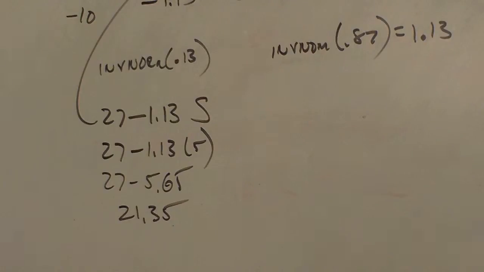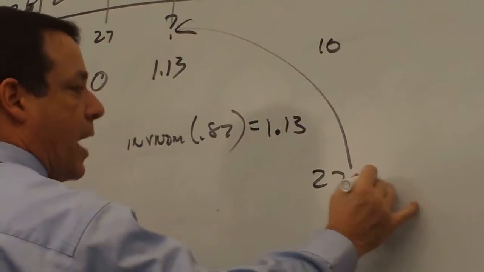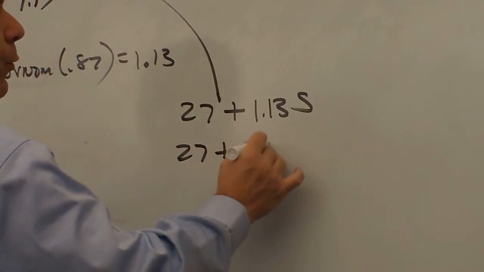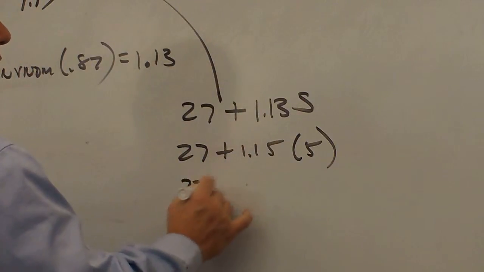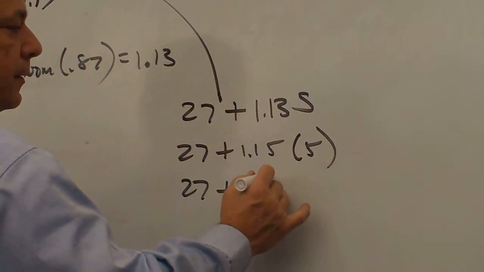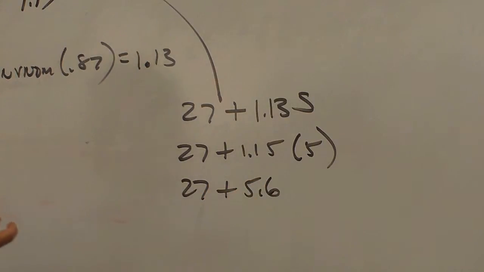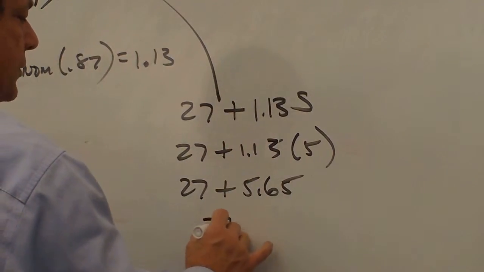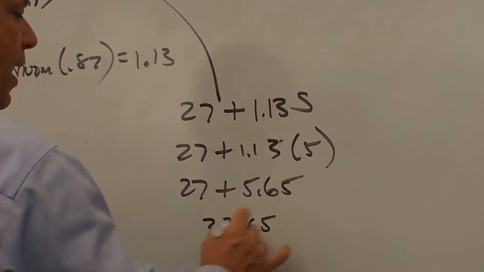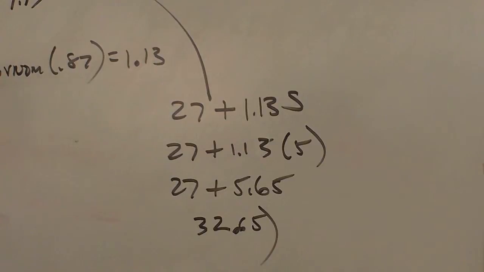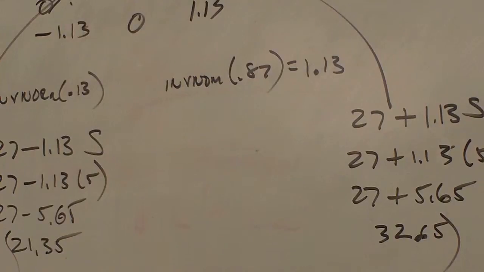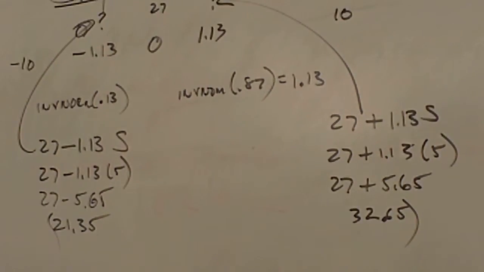Mm-hmm. Then on the high side, I get 27 plus 1.13 standard deviations. This is 27 plus 1.13 times 5. That's 27 plus 5.65, that puts me at 32.65. Is that right? Yep. So my lowest mileage car would be 21.35, and my highest is 32.65.